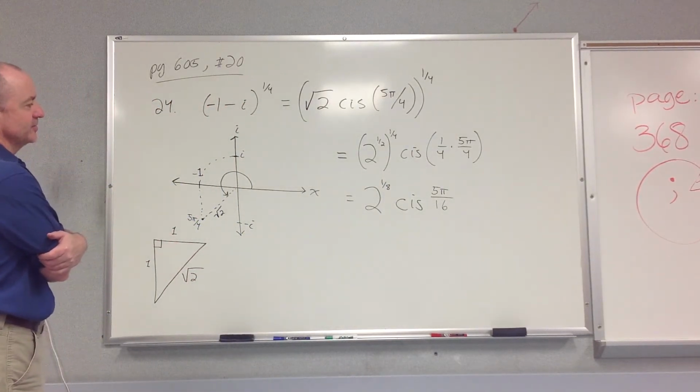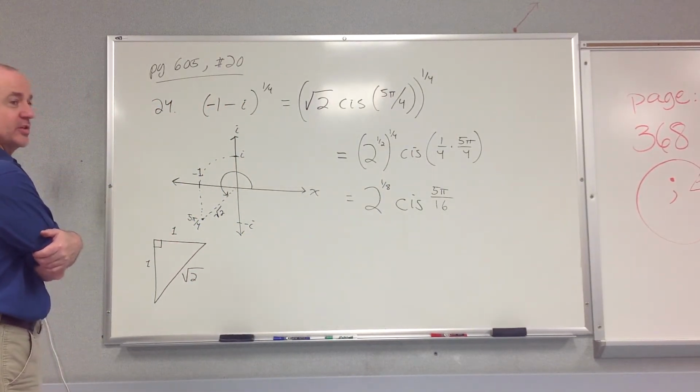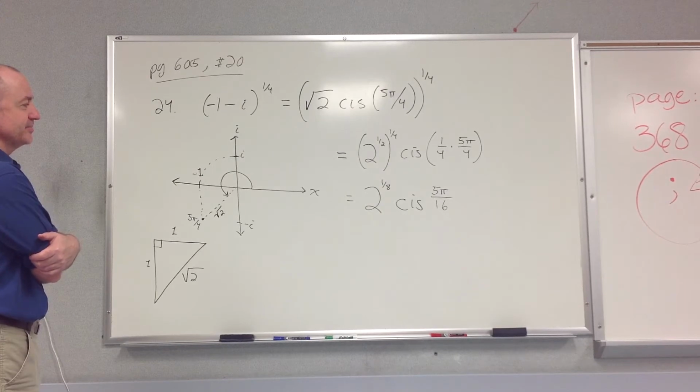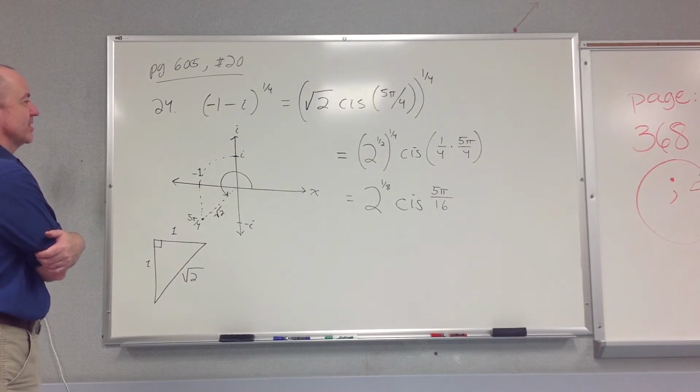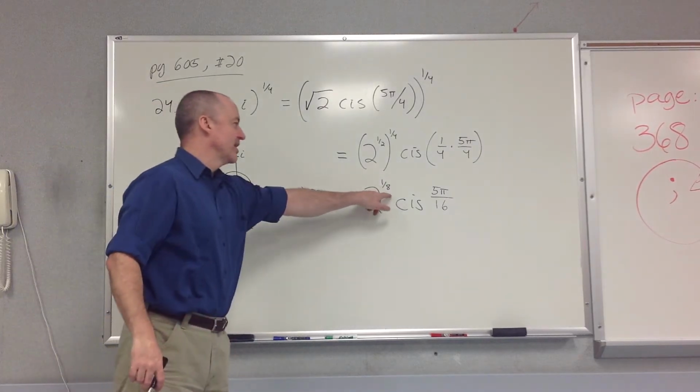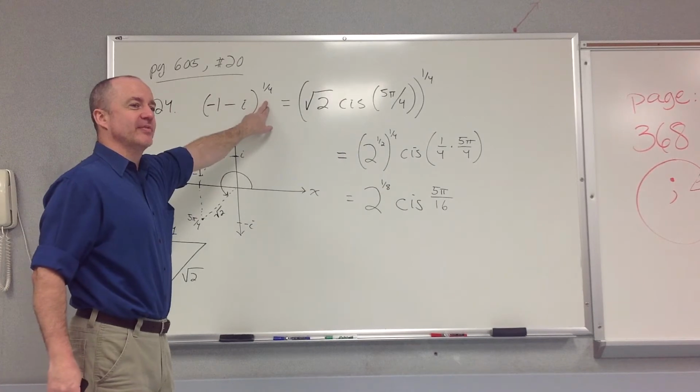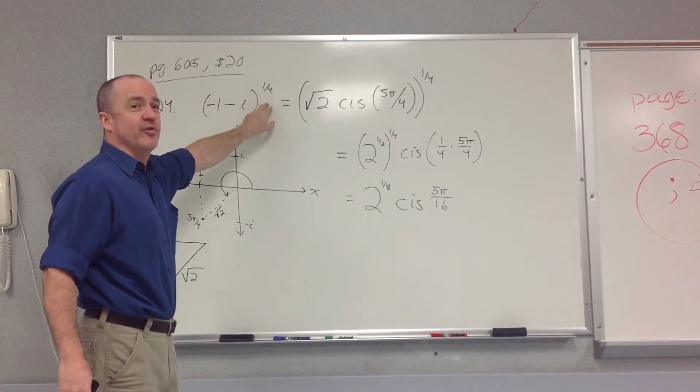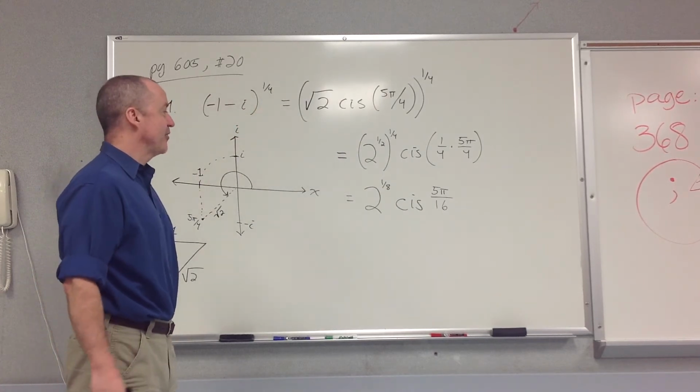That's not a happy angle. It's not one of the ones we normally know. How many roots does this thing have? Several. How many roots were we originally finding? 4. So we had a 4th root, so there are 4 roots to this. How far apart are they?